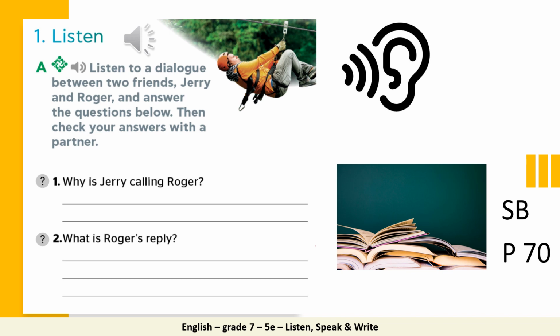Listen. A. Listen to a dialogue between two friends, Jerry and Roger, and answer the questions below. Then check your answers with a partner.